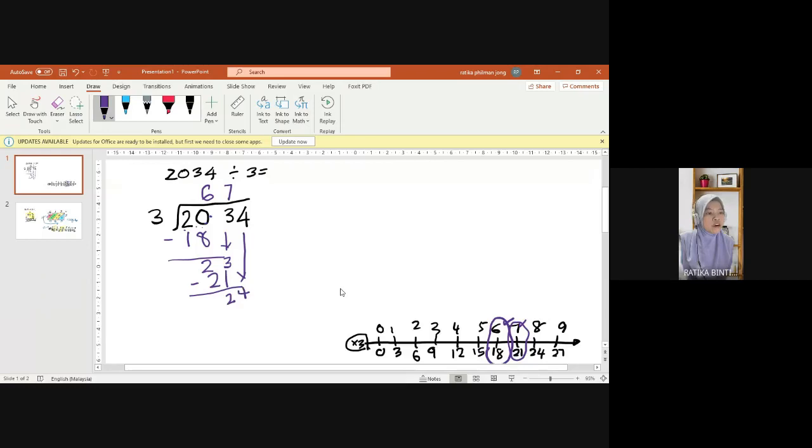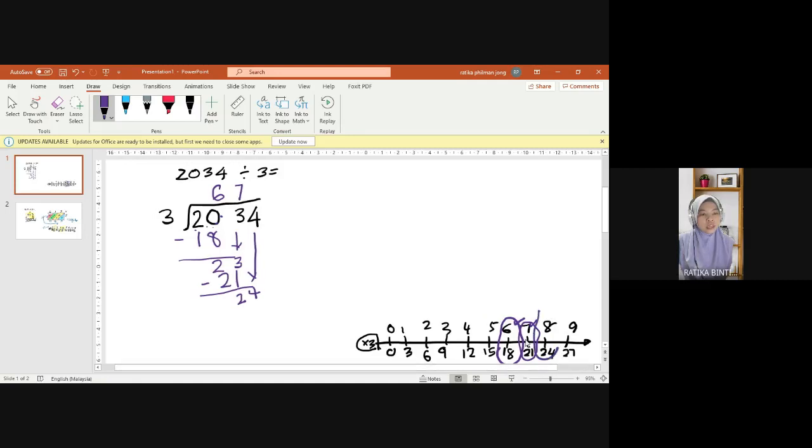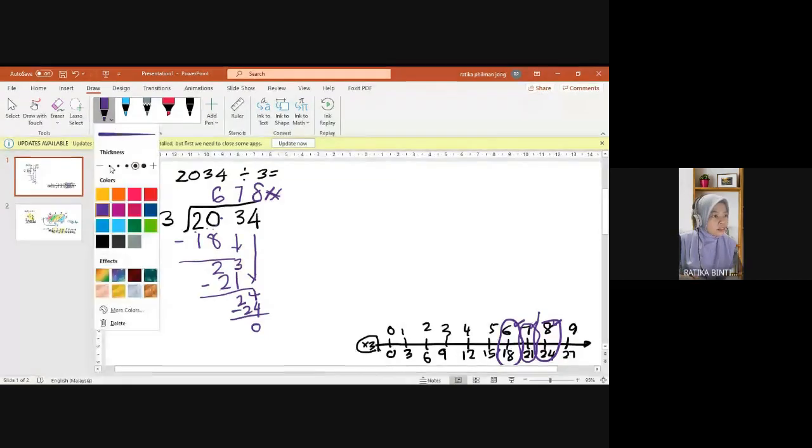Now we have 24. So which one do we choose? 8. Very good. At the top is 8. Dekat sini 8. So bawahnya 24 minus 24 is 0. So the answer is 678.